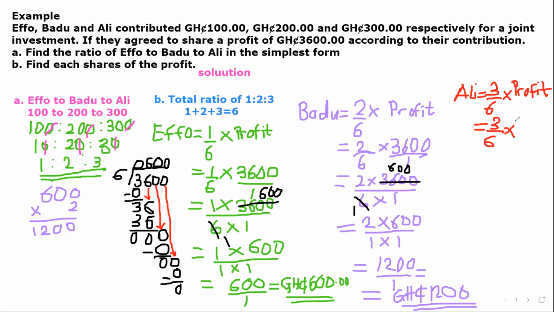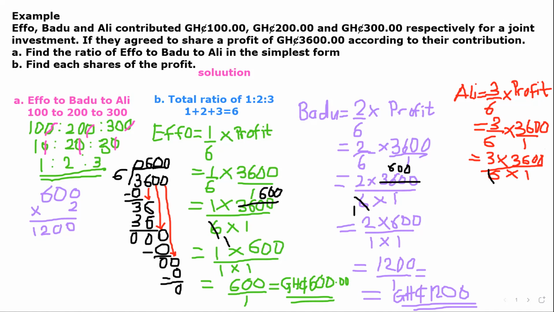Times the profit, which is 3,600. Every whole number is over 1. Multiplication means what? Multiply the numerators first, which is 3 times 3,600. Okay. All over 6 times 1. Then you do your cancellations.